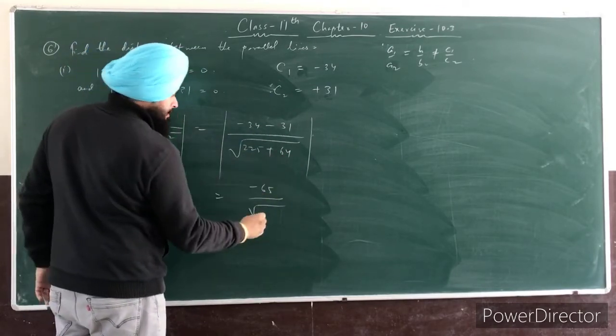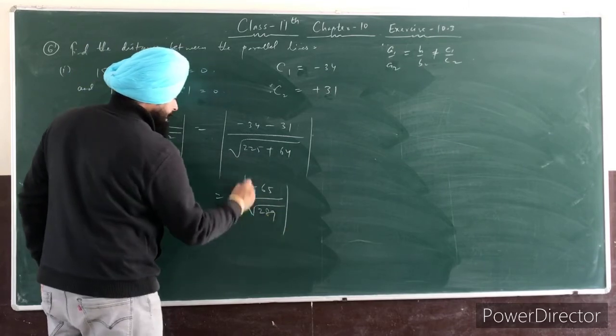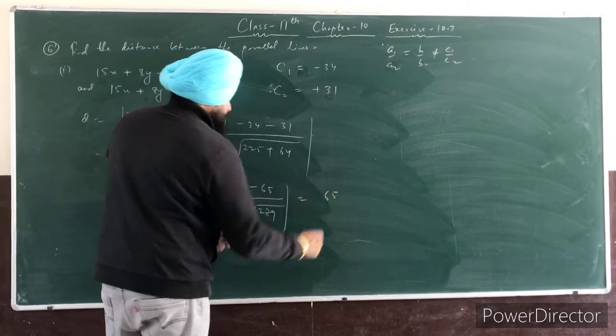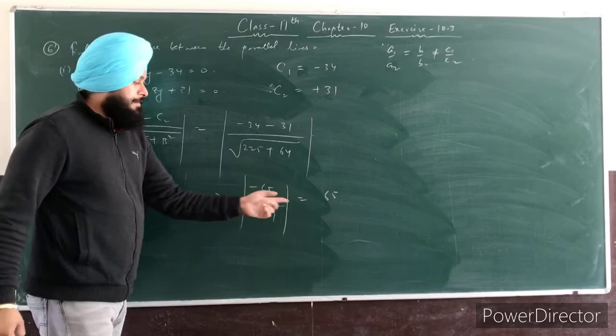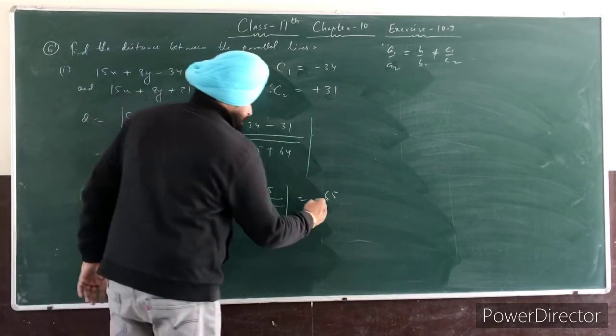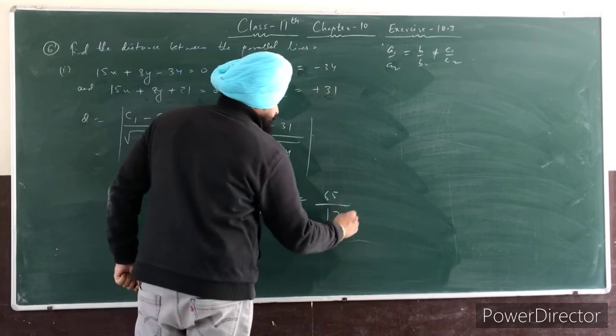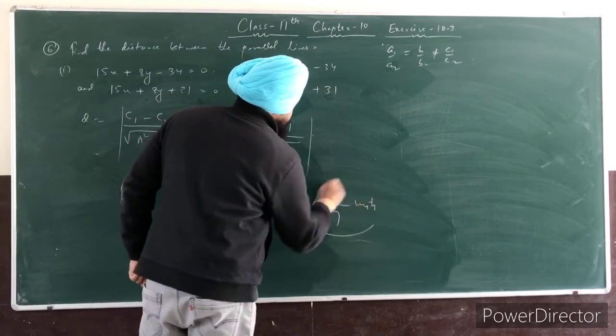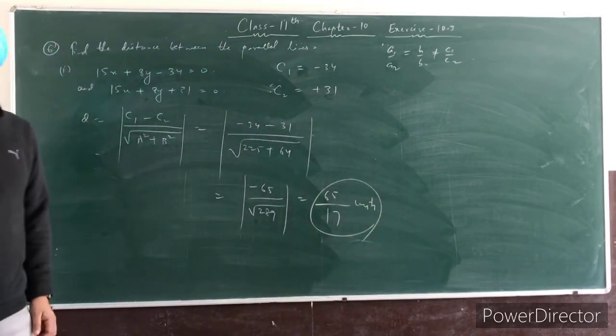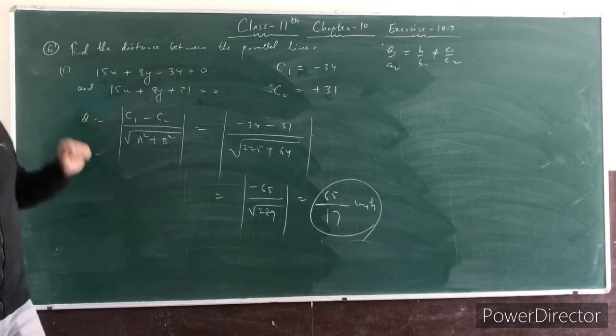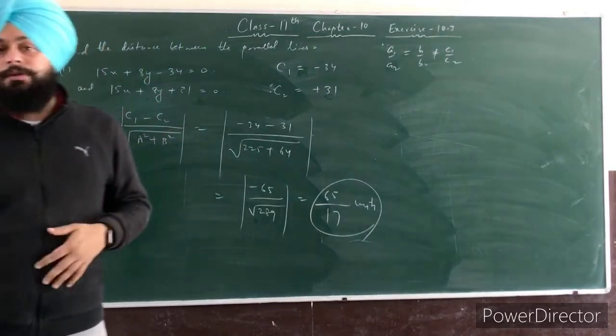225 plus 64 is 289. Now the modulus of minus 65 is 65, and root 289 is 17. So the answer is 65 over 17 units. So this is your first part of question number 6. The second part of this question is your homework.